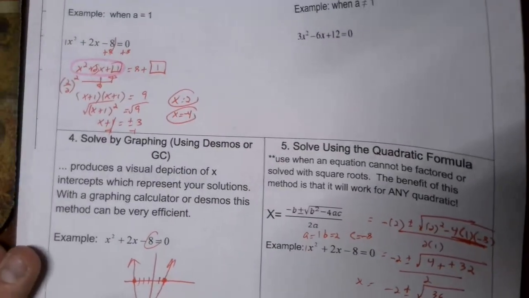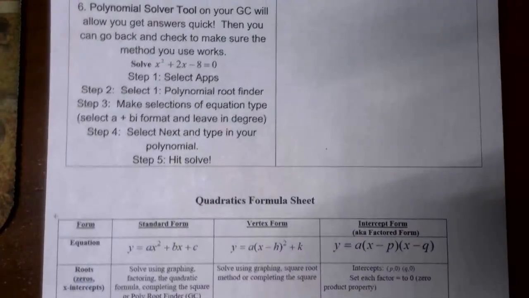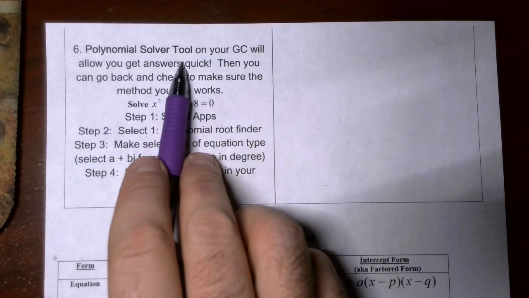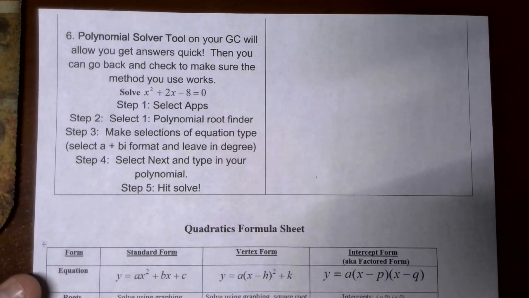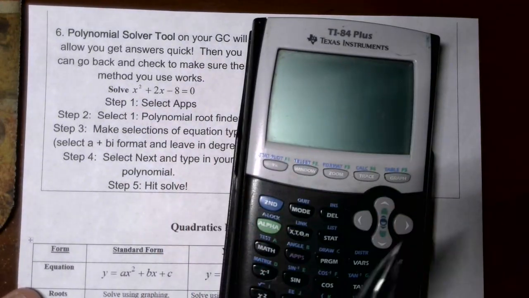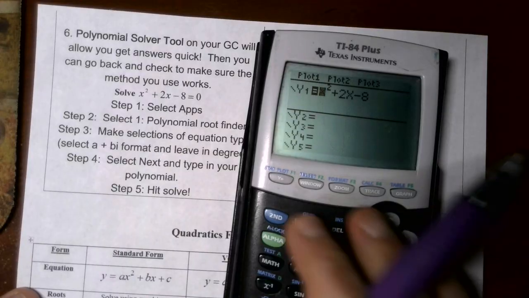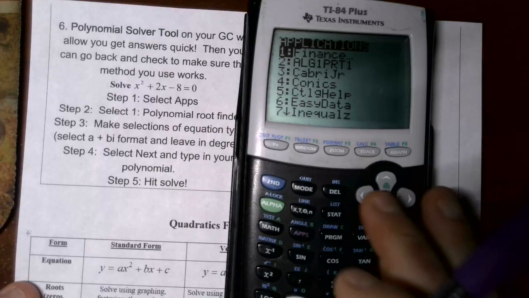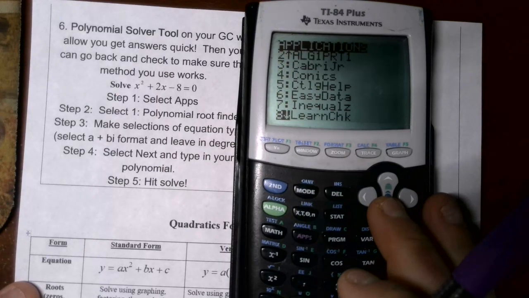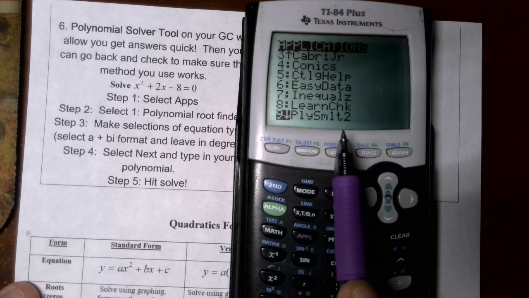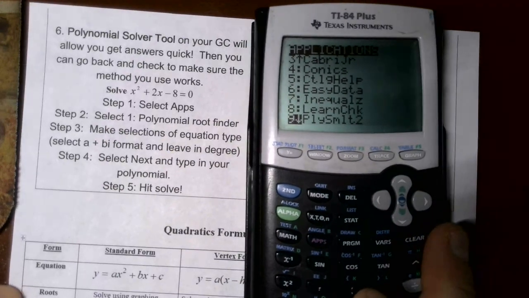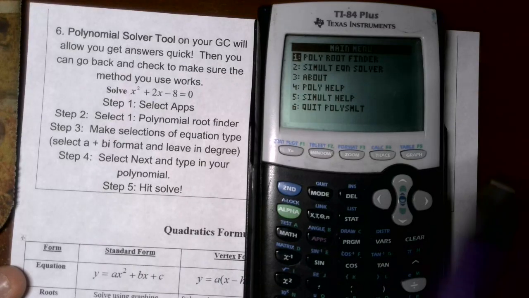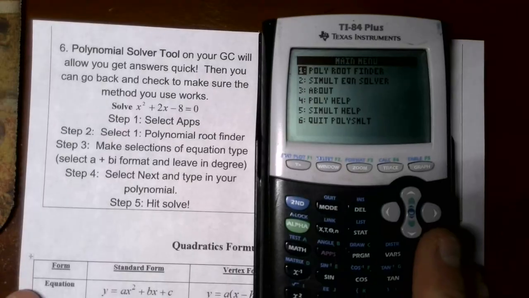Okay. Now, something very neat that I want to show you guys that I haven't taught you yet is called the polynomial solver tool. That is on your graphing calculator. So literally what you do is hit the apps button on your calculator and you go down to what's called the PlySmlt2 app and type the equation into your calculator. So the cool thing about it is you select option 1, which says polyroot finder.